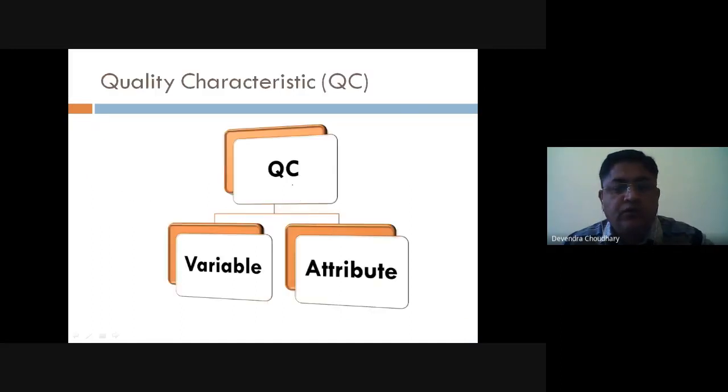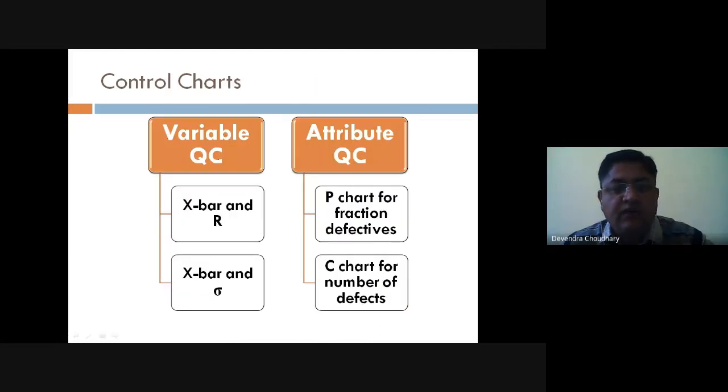You know that quality characteristics can be of two types: variable quality characteristics or attribute quality characteristics. For variable quality characteristics, we plot X bar and R chart, or we plot X bar and sigma chart. For attribute quality characteristics, we plot P chart for fraction defectives and C chart for number of defects.